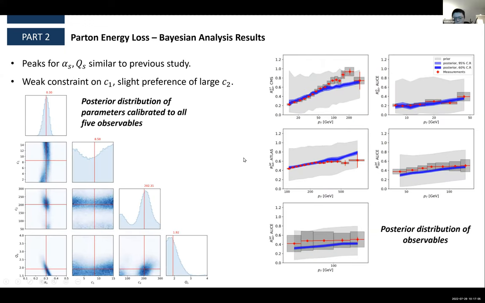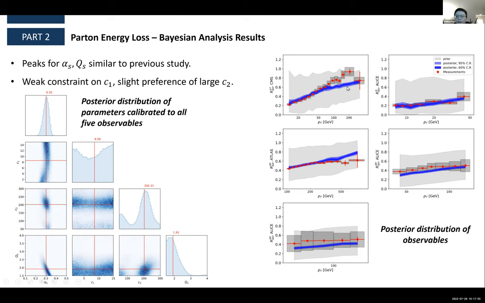And we can take our calculation a step further by using Bayesian analysis to explore the expressiveness power of our simulations with those four parameters that I have talked about. So on the right plot we can see the prior range and also the posterior predictions for not only charged hadrons, which is the first plot, D mesons, which is the second plot, and also for inclusive jet RAs, which are the later three plots.